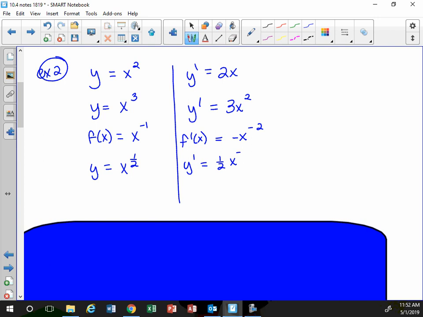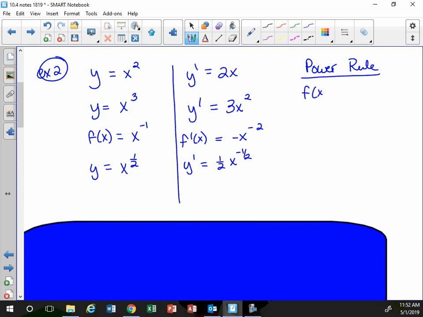You guys are less confident with that one. Yeah, 1/2 x to the negative 1/2. Or you could say 1 over 2 times the square root of x if you really wanted to. So when it's x squared, why would it be 2x? It's always one less. You always subtract. So 1/2 minus 1 is negative 1/2. Yep, you're always decreasing by 1.